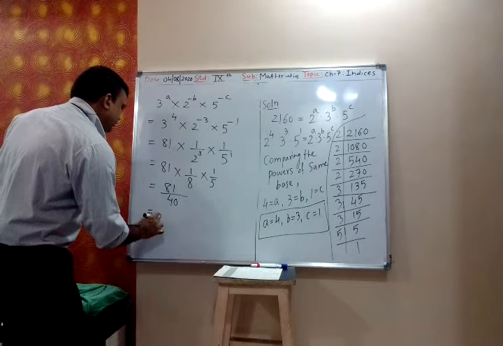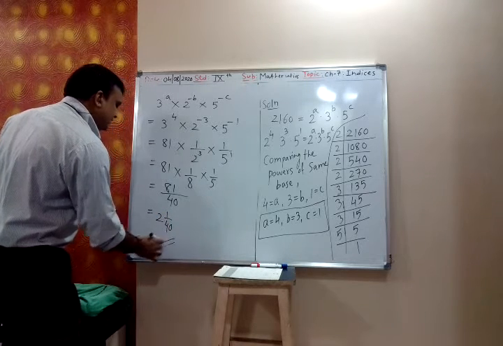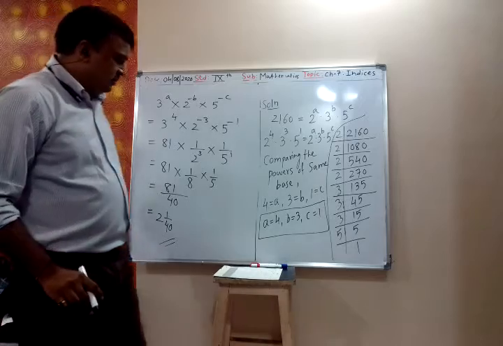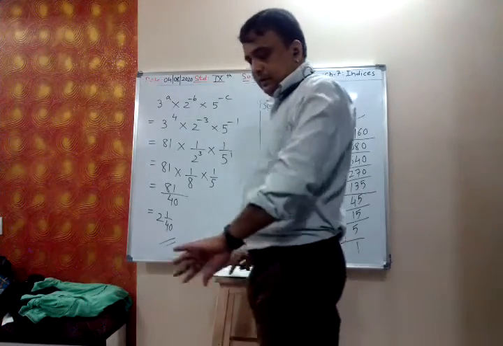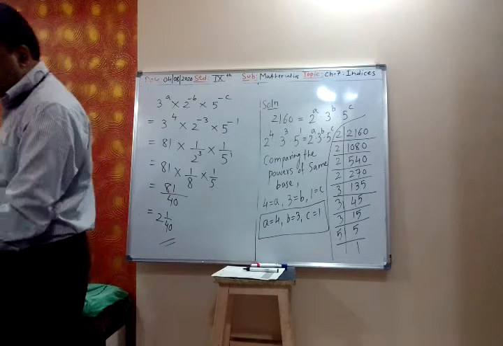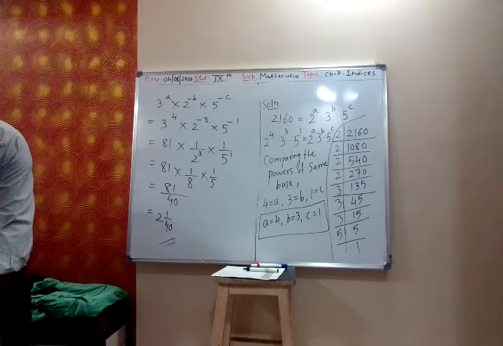Which you can write as 2 and 1 upon 40. This is the answer, a mixed fraction. If you don't convert, nobody will cut the marks.